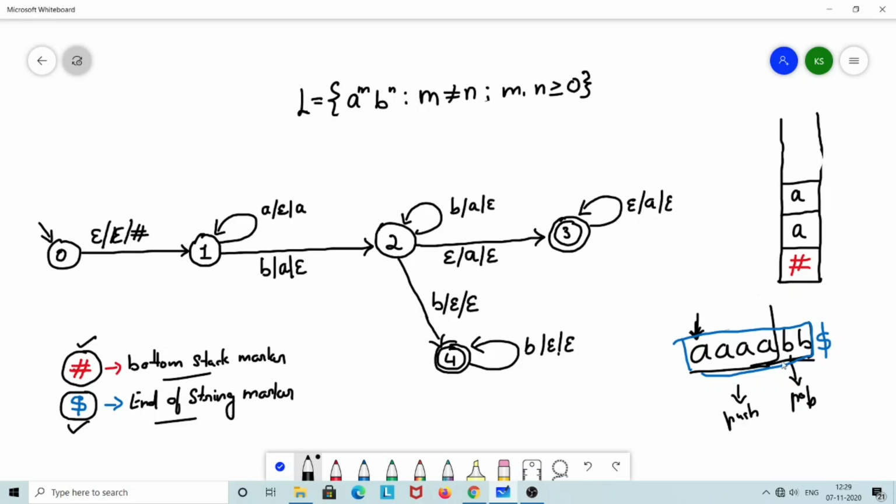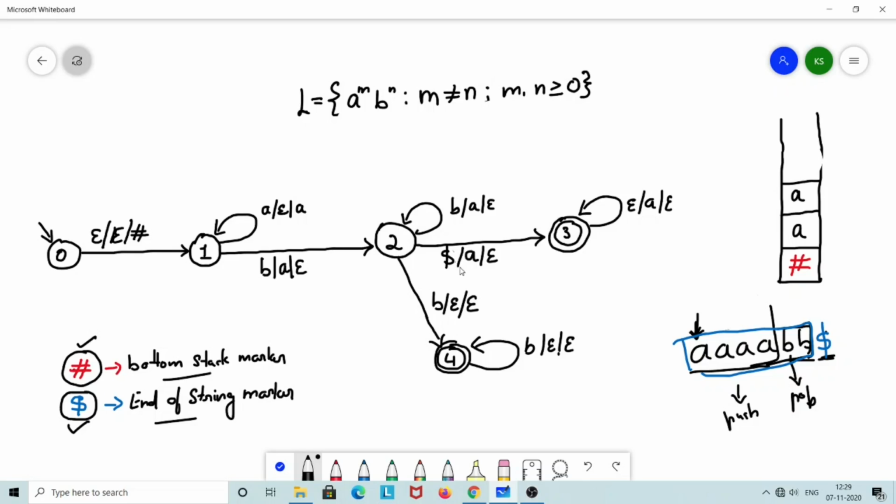Now, what do we encounter? Now we encounter dollar, right? So when I get dollar, I'm very sure that all the A's and B's have been read already, so I will not encounter any further A's or B's. When I encounter dollar, that indicates I have more A's in my string, right? So instead of having an epsilon transition here, what we can do is write dollar here.